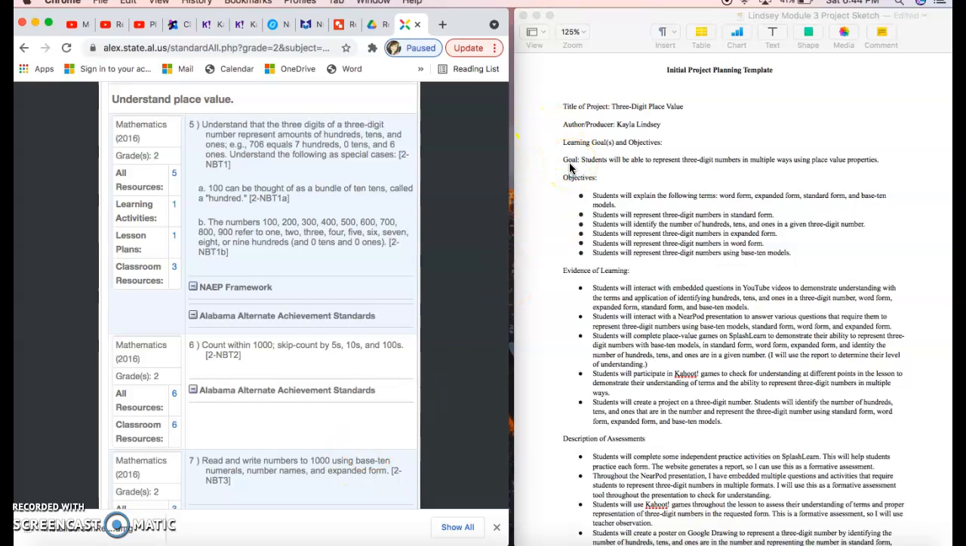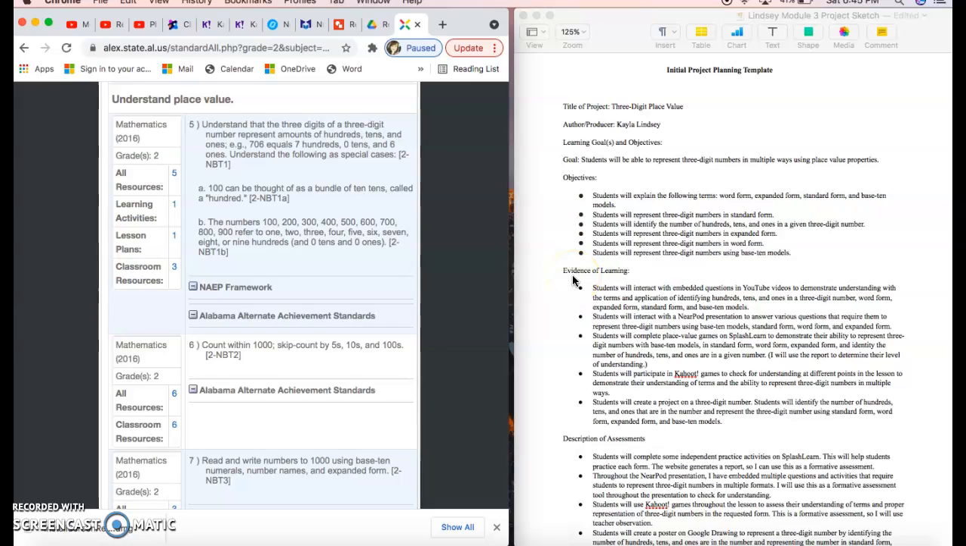The goal for my lesson is that students will be able to represent 3-digit numbers in multiple ways using place value properties. My objectives are that students will explain the following terms: word form, expanded form, standard form, and base 10 models. Students will represent 3-digit numbers in standard form. Students will identify the number of hundreds, tens, and ones in a given 3-digit number. Students will represent 3-digit numbers in expanded form. Students will represent 3-digit numbers in word form, and students will represent 3-digit numbers using base 10 models.